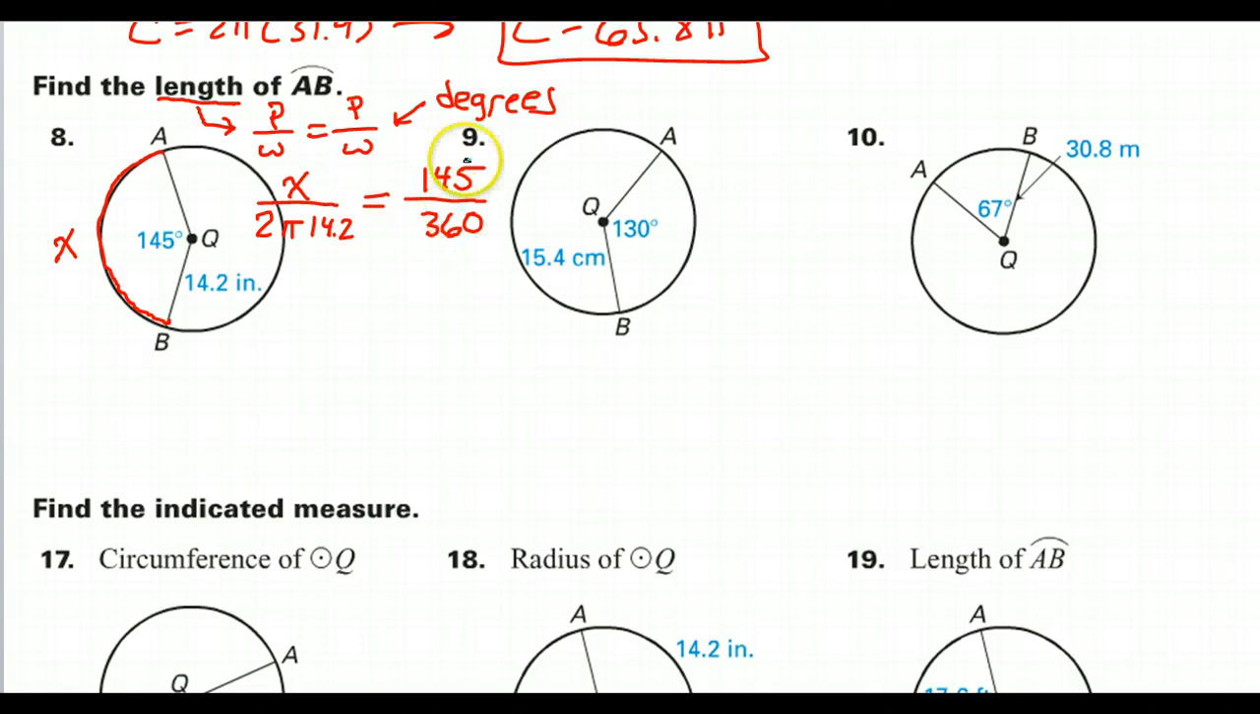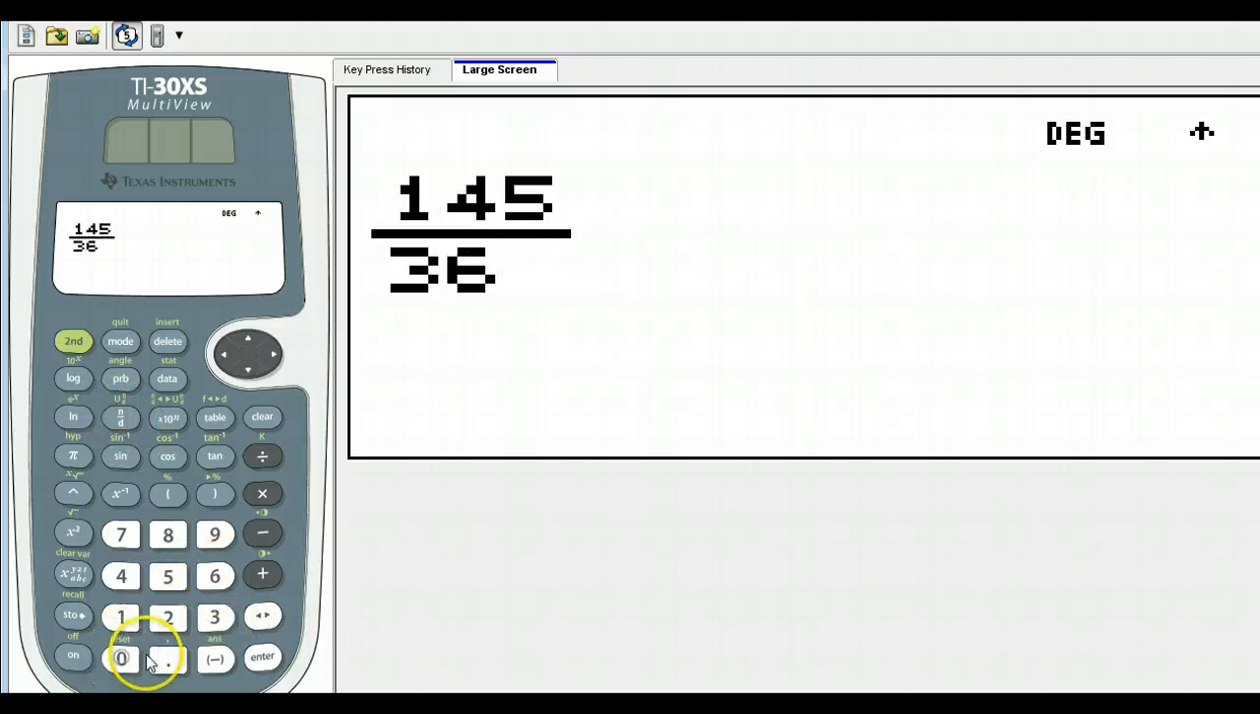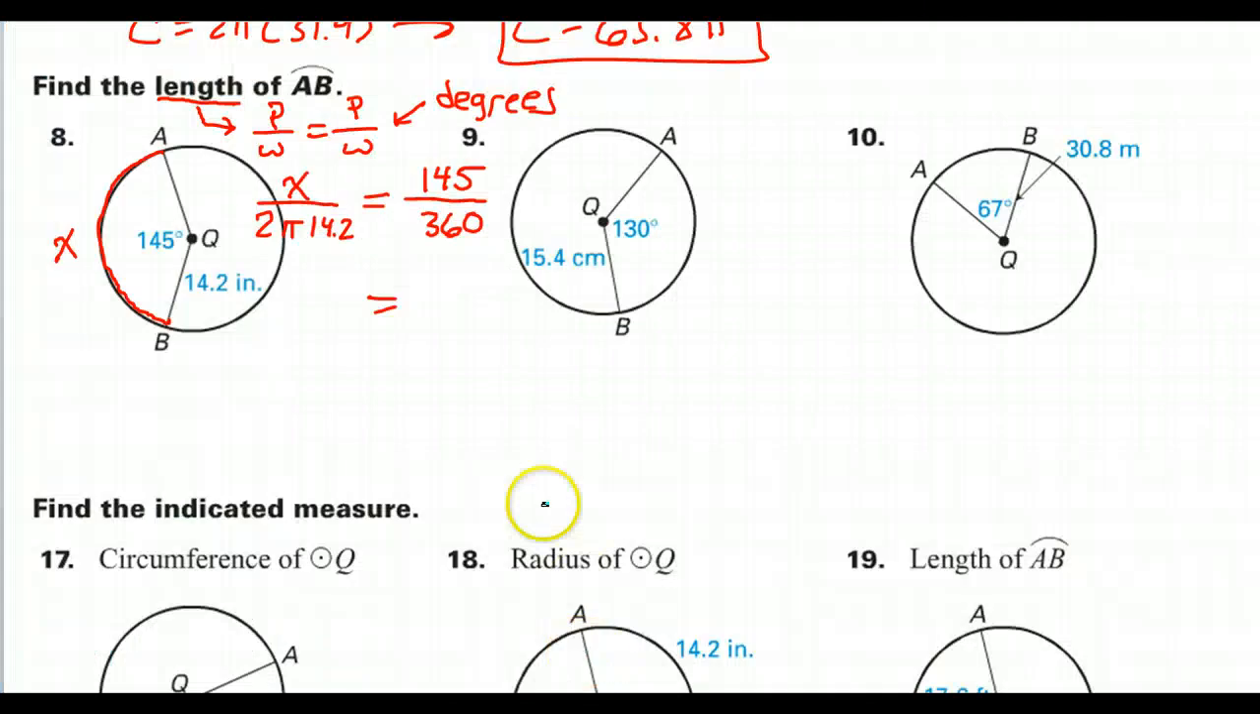I always recommend reducing this fraction first before you do anything else. So 145 over 360 is 29 over 72. I would go with that. And this is X over 2 pi 14.2. I do not like to round things until the very, very end, so I'm just going to leave this like it is for now.